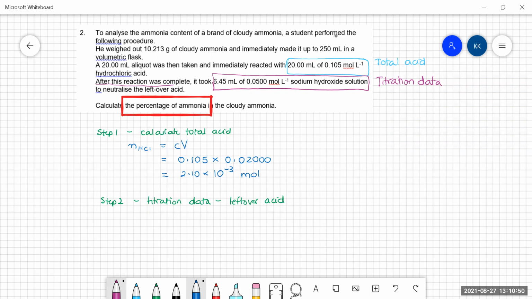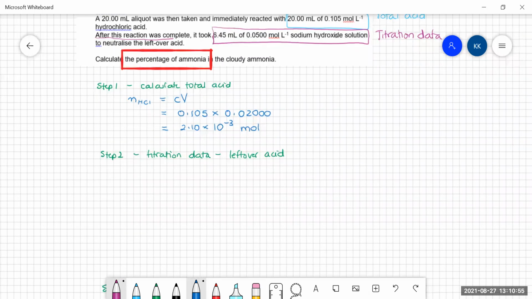Our next step is to work with the titration data. So in the titration, our reaction is between sodium hydroxide and hydrochloric acid. So let's write ourselves an equation first. Sodium hydroxide and hydrochloric acid. Acid plus metal hydroxide gives us metal salt, so this will be sodium chloride, and water. Water being a liquid.